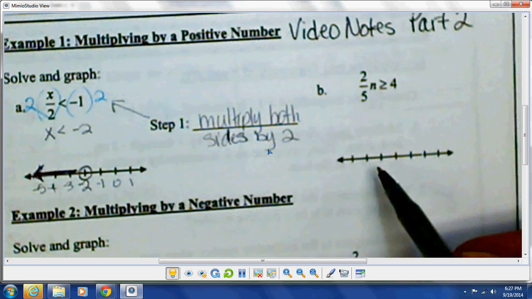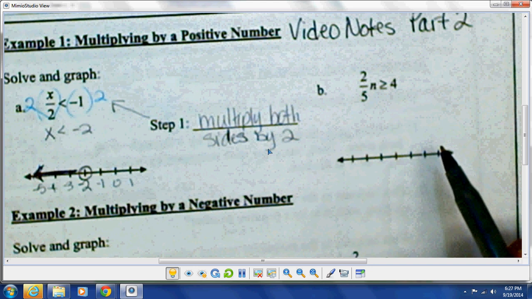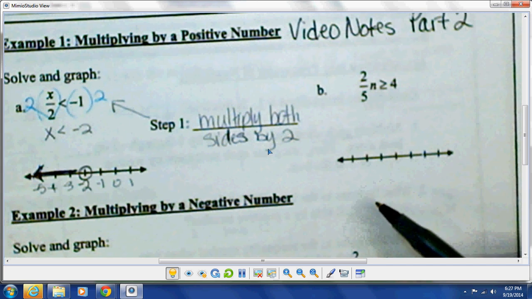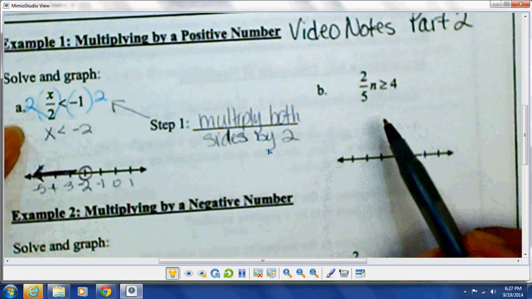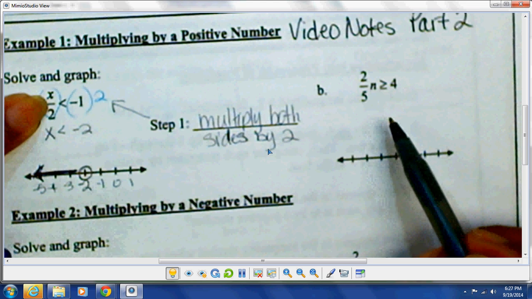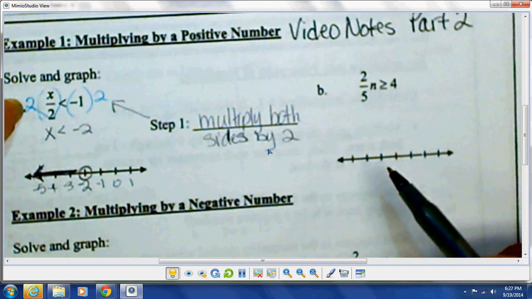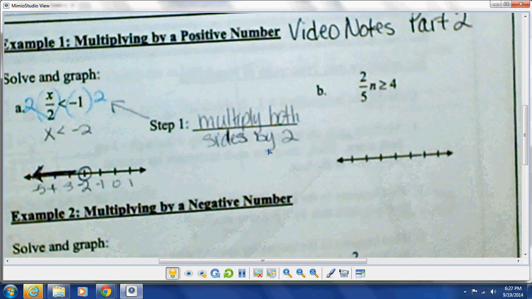Okay, let's do B. We are still multiplying by a positive. So in this problem, which you're probably not going to have, I'm just going to go ahead and show you how to do it. What we're actually going to have to do is multiply by the reciprocal to get n by itself. Technically, that's exactly what we did over here, because x over 2 is like 1/2 x. So your fraction is 1 over 2. If I want to make this 2 by itself, a fraction, wouldn't it be 2 over 1? So that is the reciprocal. Remember, a reciprocal is a flipped fraction.